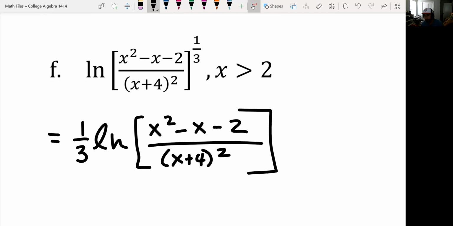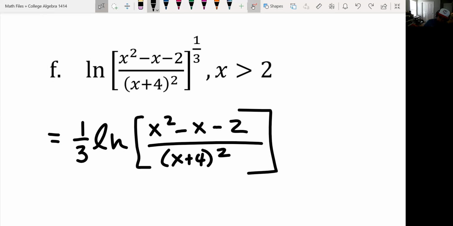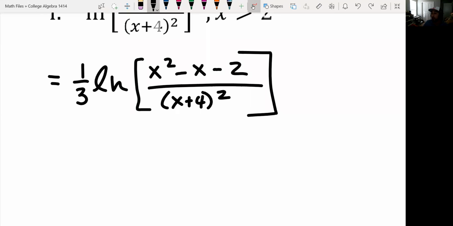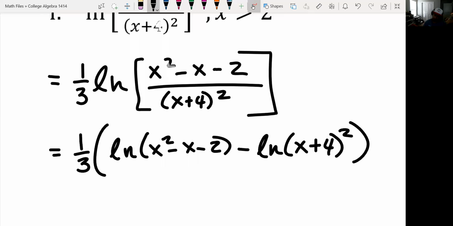x plus 4 squared. Okay, and now, since there's a quotient on the inside, we can go ahead and expand this as the quotient to difference. We have to be careful with that 1/3 though. So the way we're going to write this is 1/3 times the natural log of x squared minus x minus 2 minus the natural log of x plus 4 squared. Okay, and now we still have a lot of cleanup to go.